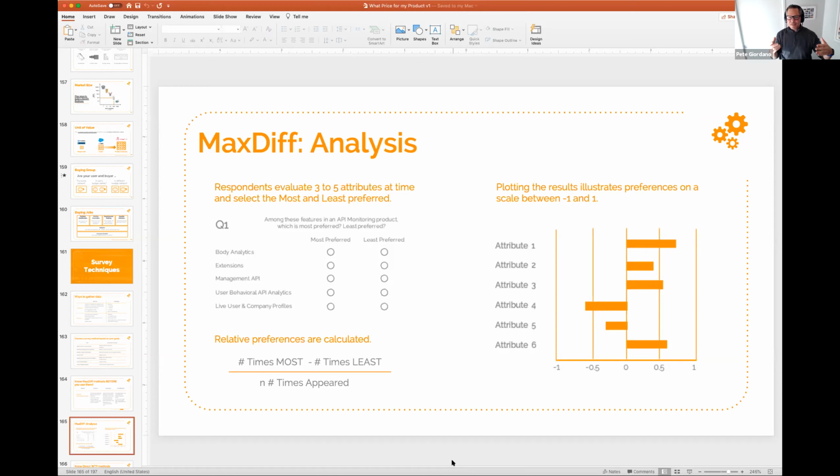When you do this 5 or 6 times with the same customer, you've covered all of your features because you've gone through all the permutations, and you gather up all those scores. You use the formula that's right here: the number of times they picked it most, minus the number of times they picked it least, divided by the number of times it appeared. When you do that, you get a normalized graph like you see on the right. And that's how that happens.